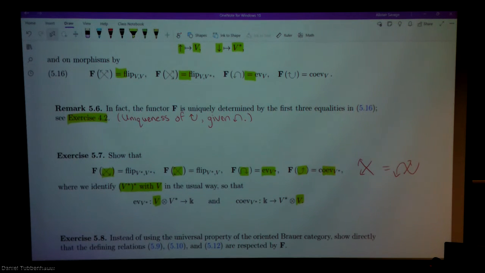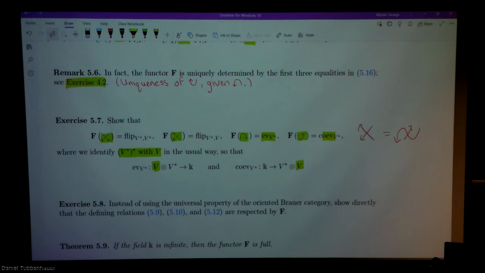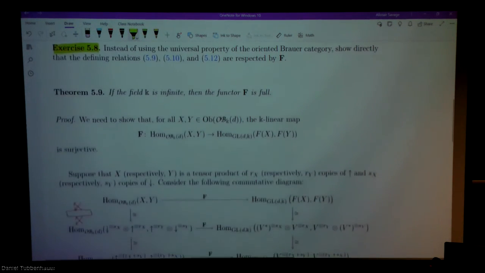Okay, any questions here? Okay, so a little exercise that's useful if you haven't done these types of things. We just said by the universal property there exists this functor. You can also just check directly the defining relations of the oriented Brauer category, right? And they're not so hard, so you can just compute them all directly and see that this functor is well defined.